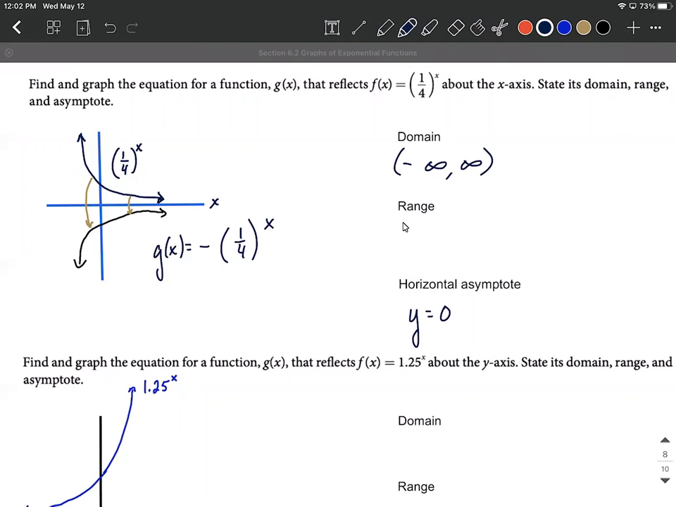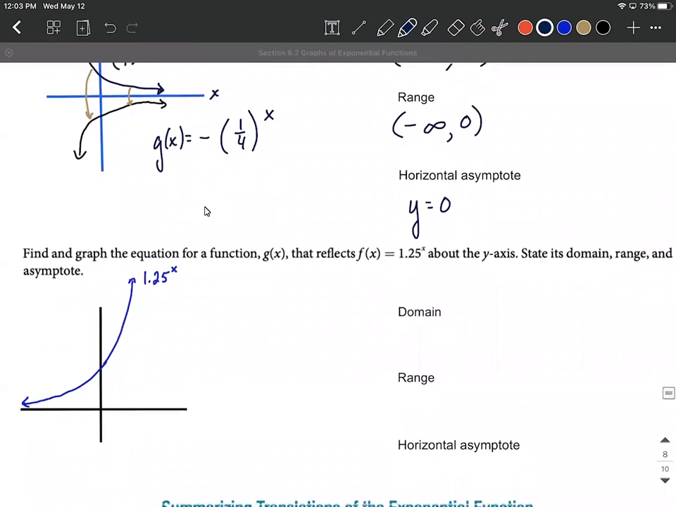Our range has changed as well. You'll notice over on the left-hand side, we go down to negative infinity, which never gets included. And then we get as high up as we're going to get, very, very close to the x-axis, or our y value of 0. So we're going to say that's 0, but we're not going to include it, meaning that we get infinitely close, but never quite get there.